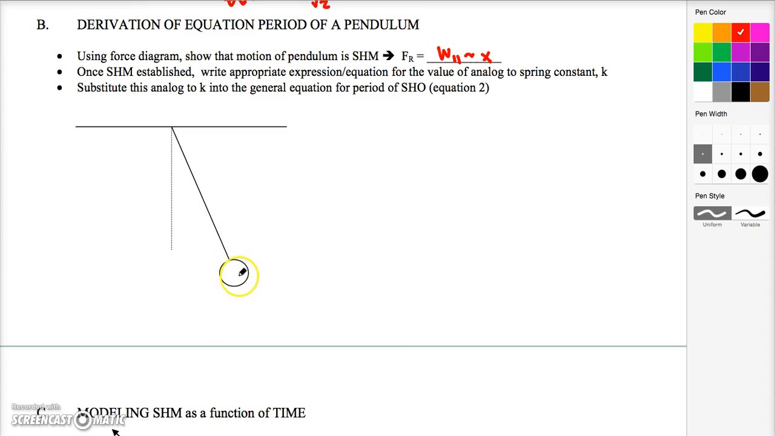Okay, so let's draw a free body diagram here. We have the tension force going up. We have the force of gravity, or the weight, going down. And we can break that weight up into the perpendicular component, which is mg cosine theta, and the parallel component, which is mg sine theta. If we have an angle here of theta, then the distance away from that equilibrium position we'll call x. And let's call the length of the string L.